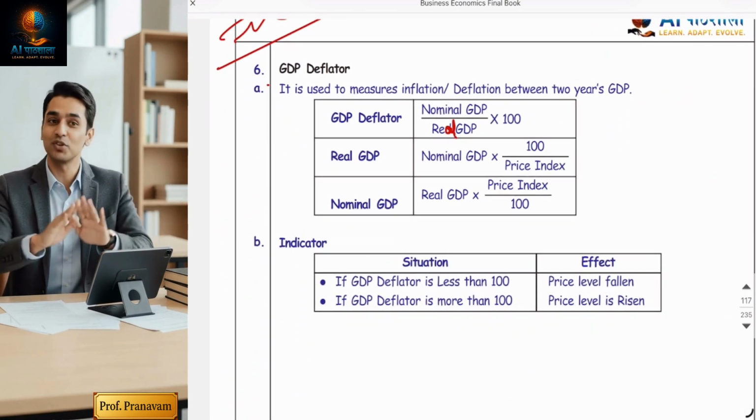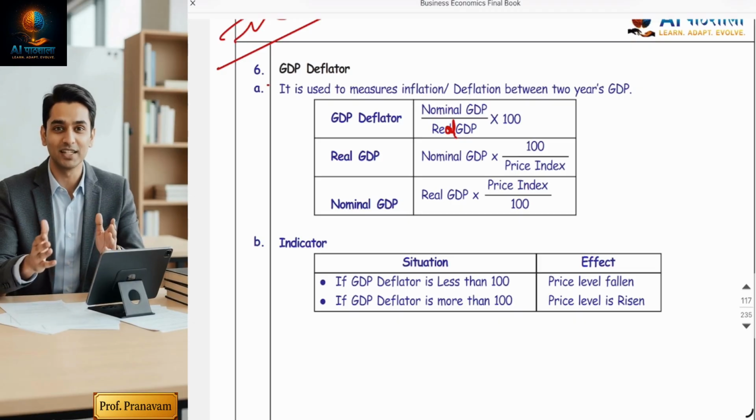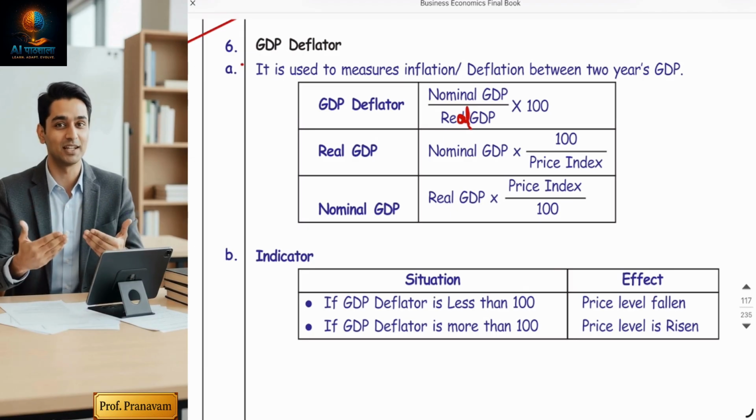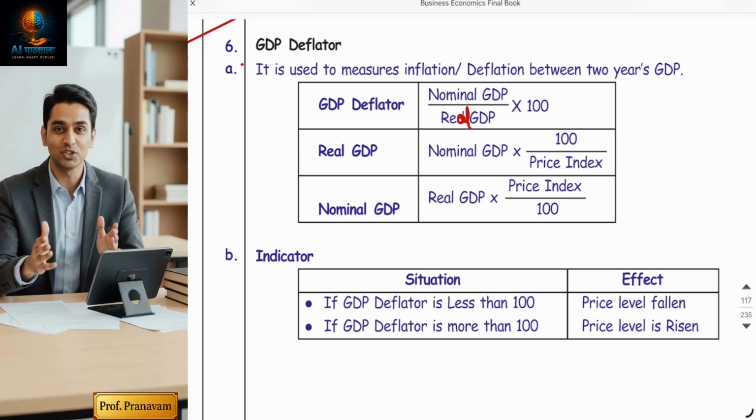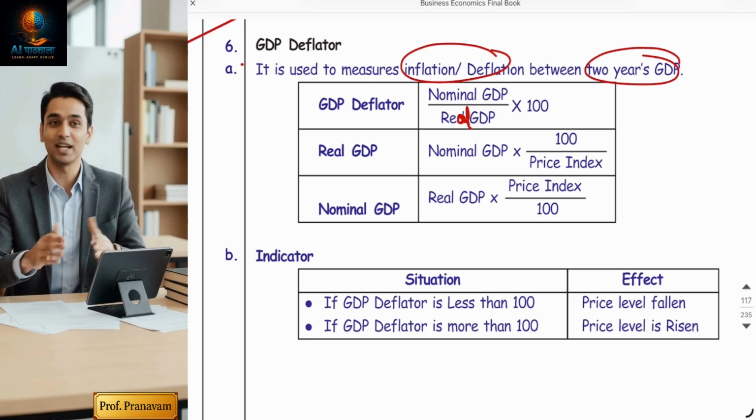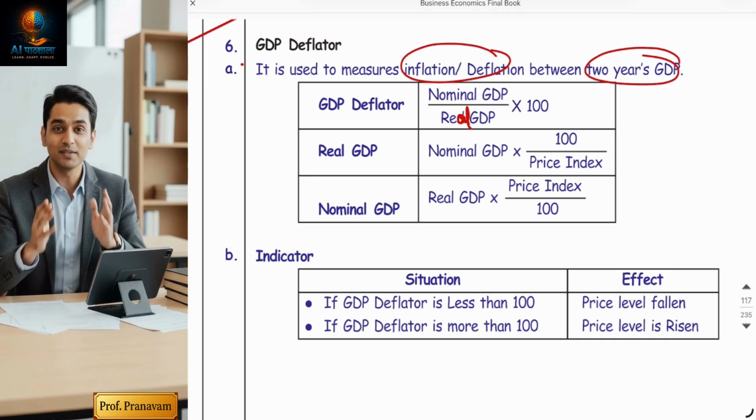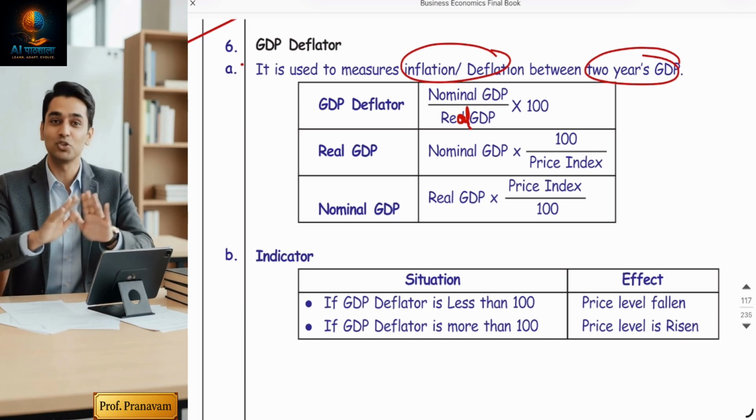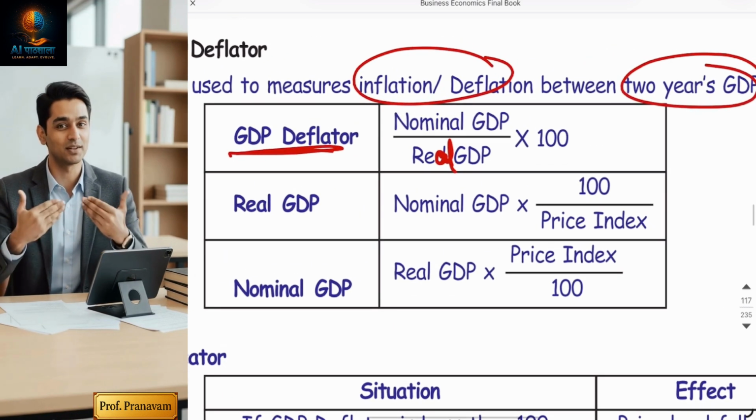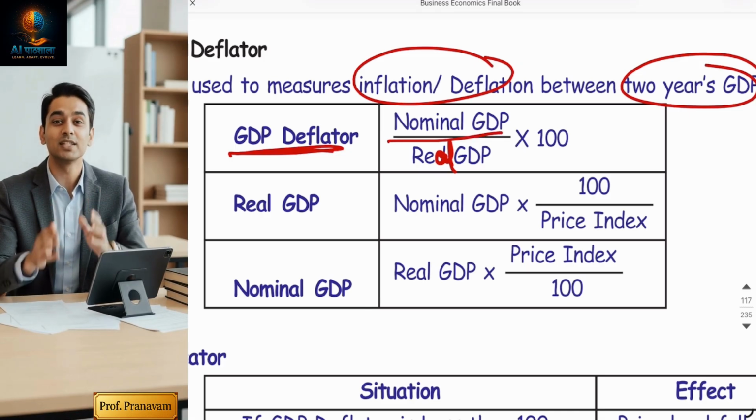Next is GDP deflator. What is GDP deflator? Guys, it is one of the indexes to calculate inflation or deflation between 2 years' GDP. It does not calculate the current year's inflation and deflation, okay? It is between the base year's GDP, the past year with which you want to compare the current year's growth. So the GDP deflator formula is nominal GDP upon real GDP into 100. And this is the real actual formula.